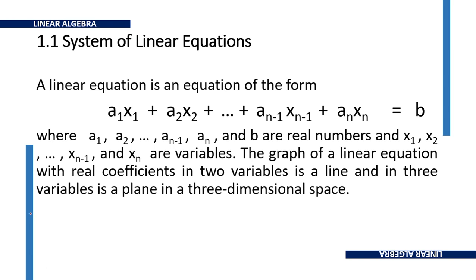As you can see, a linear equation is of this form. As you notice, we have a sub 1, a sub 2, a sub n minus 1, a sub n, and b, which are real numbers. In our linear equation, the circled ones are real numbers. What real numbers do we have? They can be positive or negative integers, they can be square roots, they can be decimals, basta kahit anong real numbers.